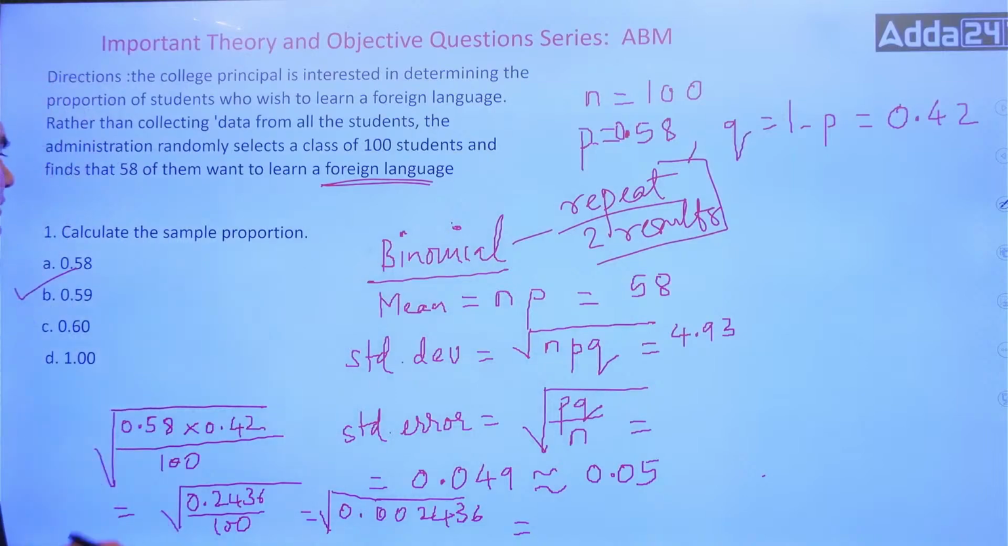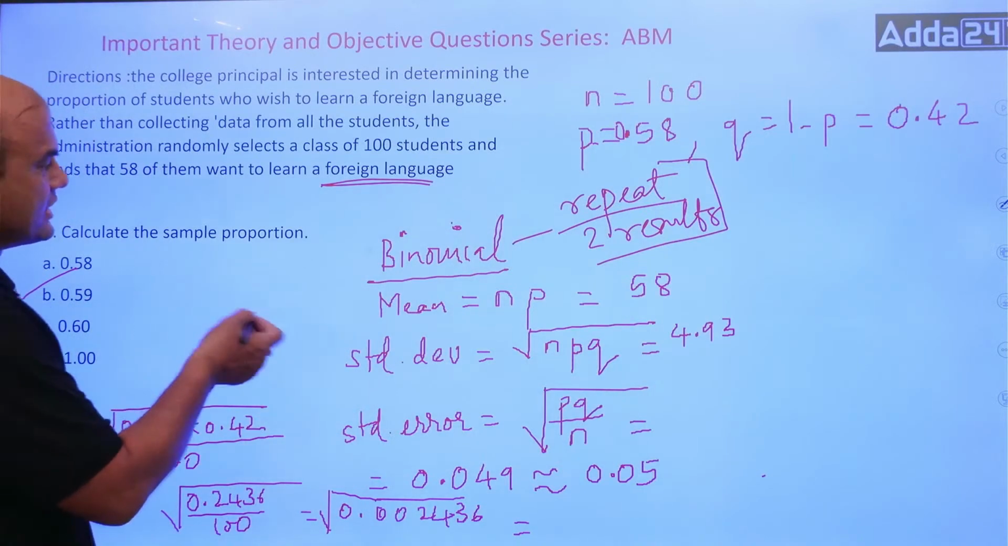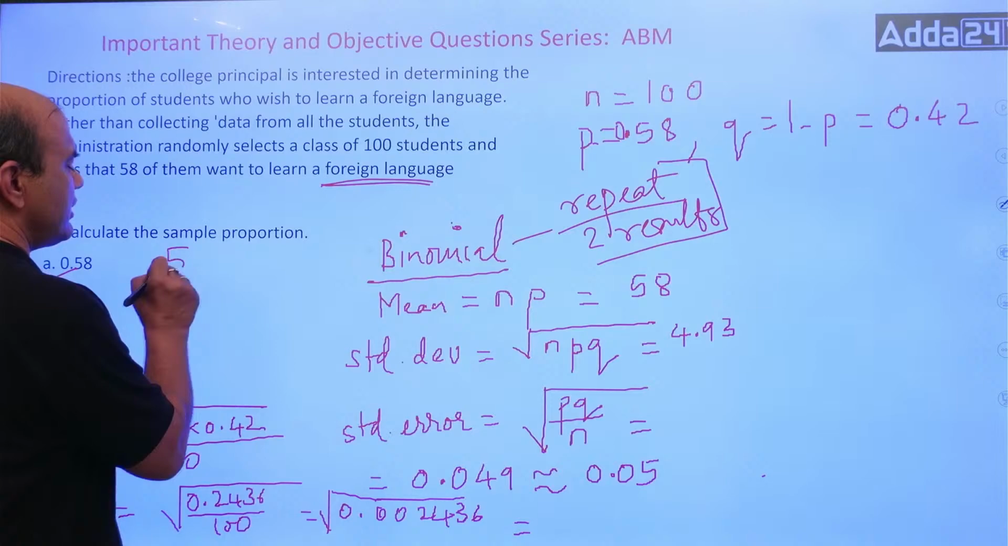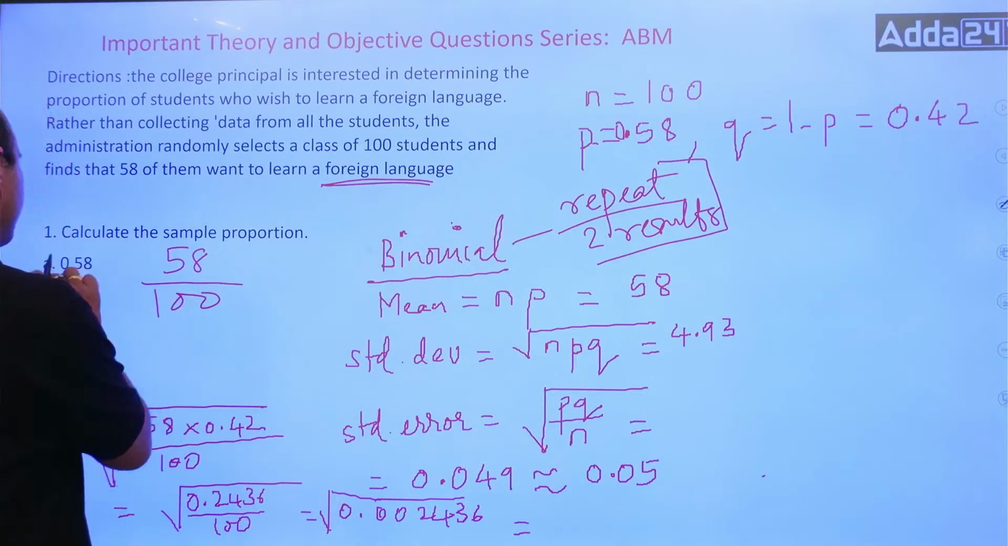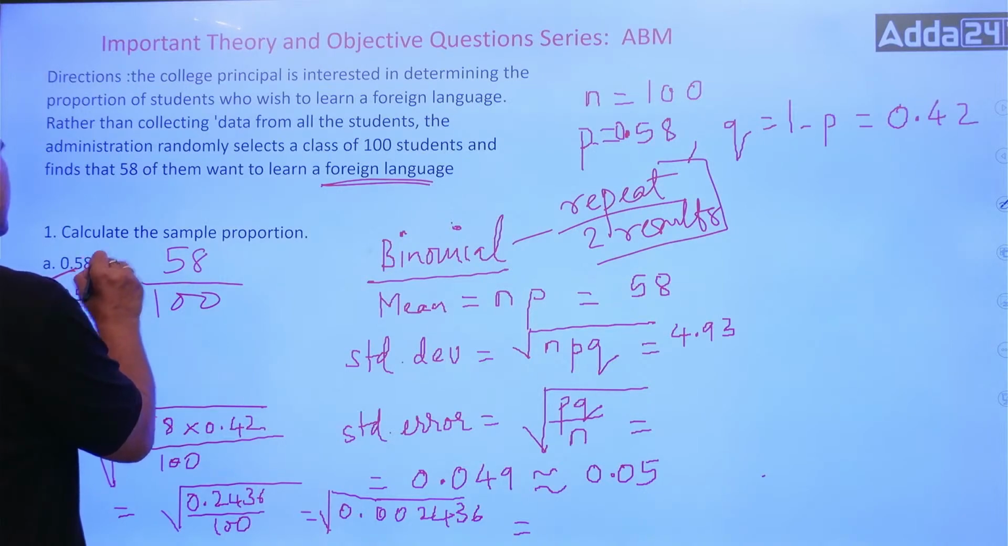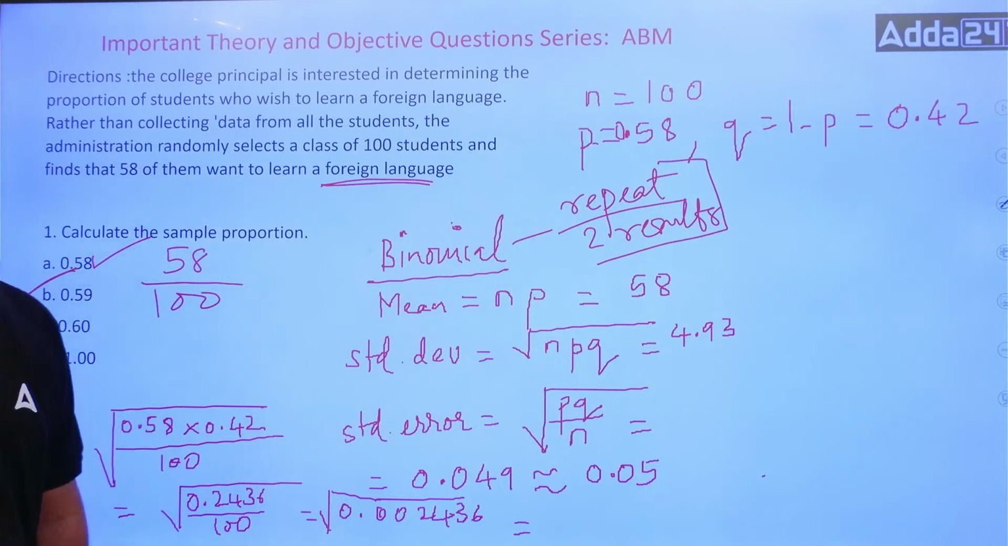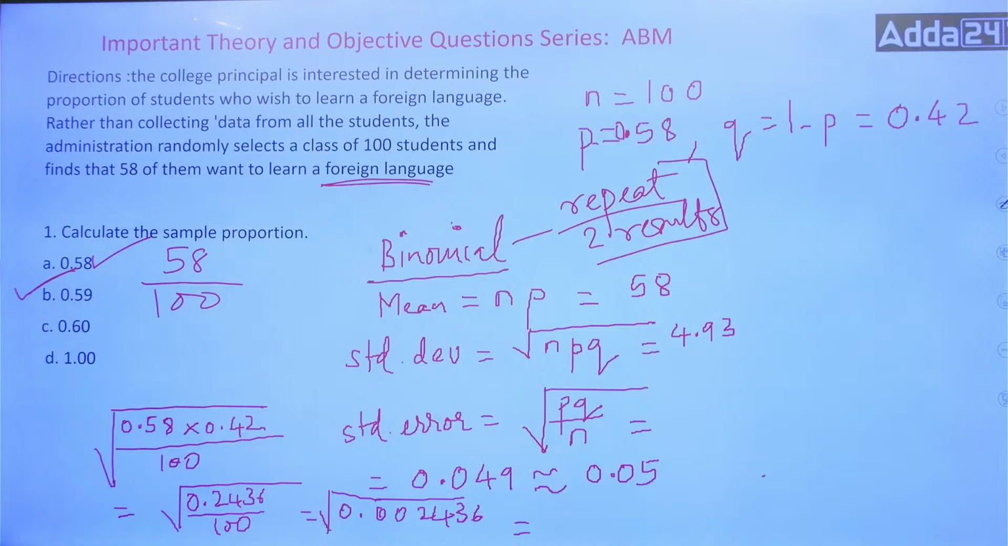Sample proportion means what is the success, means 58 divided by number of students, 100. So it is 0.58. It is over here, 0.58. So answer is A, not B. This B I have marked, that is wrong. Okay, 0.58 is the sample proportion. Now the answer is over.